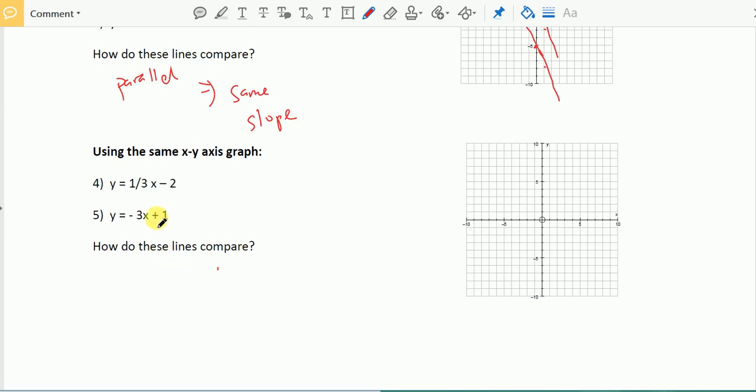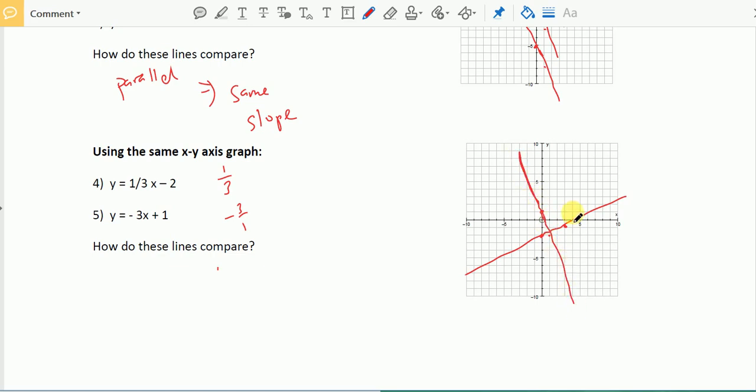Now for these two, let me graph them first. So minus 2 for the y-intercept. Slope is 1 over 3. So I go up 1, go to the right by 3. So I have my first line. Now this one is 1, it's here. Minus 3, which is minus 3 over 1, right? So I go down by 3, go to the right by 1, which is this point, and now I connect them together.